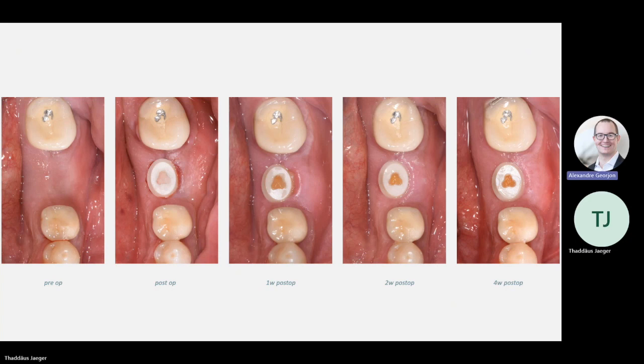Question? Yeah. If you use the flapless approach and a 5 millimeter implant, but you use a 3.5 millimeter punch. What happens then? The tissue. Can you say something about that? Will it be a disadvantage?